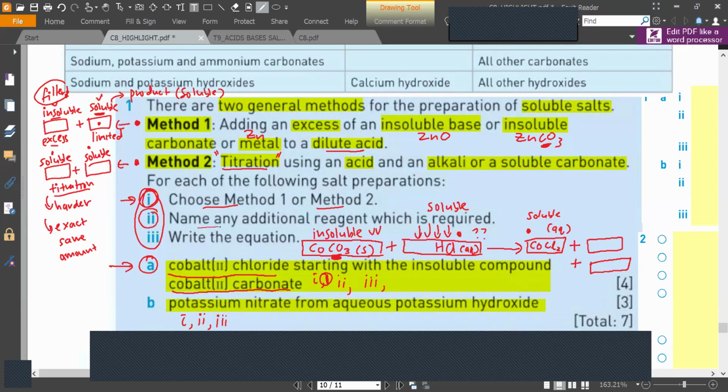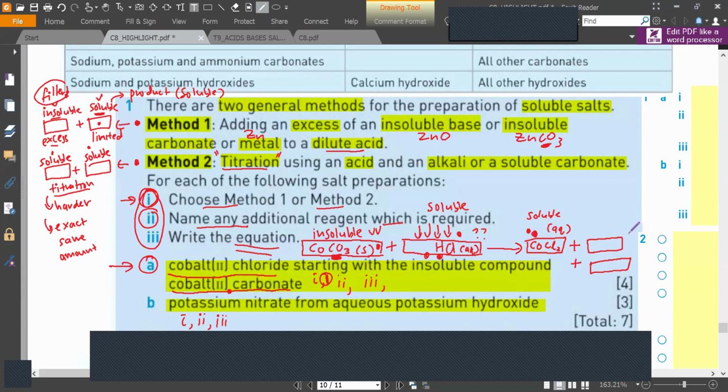Name any additional reagent which is required. What else do we need? They already told us we need to put cobalt carbonate. So what else do we need to put? Just now you already told me hydrochloric acid. So we need to add hydrochloric acid. Now finally we want to work out the equation. We are starting with cobalt carbonate, adding hydrogen chloride, hydrochloric acid. So our product is cobalt chloride.